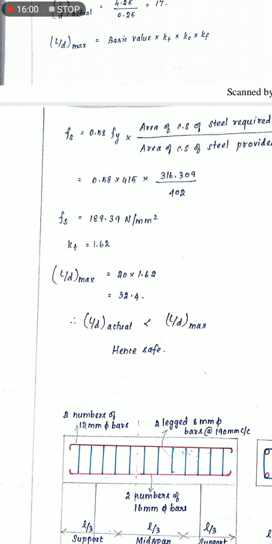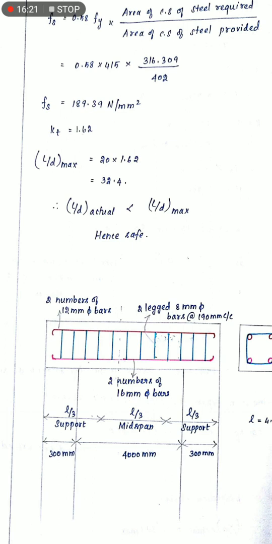The reinforcement we provided, like main reinforcement diameter, number of bars, then the dimensions of the beam, and shear reinforcement diameter and spacing, all the values are correct. We conclude that all the values are correct.